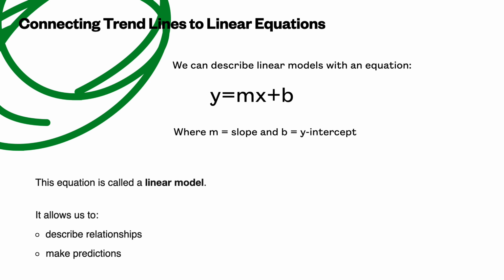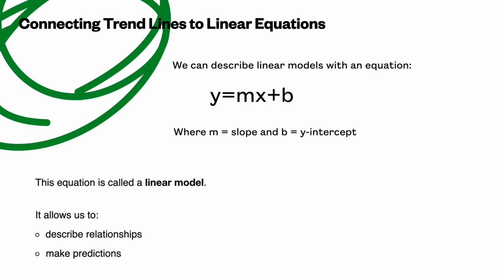And the linear model allows us to do a couple of things. One of the things that we can do is describe relationships between our two variables. And the other thing that we can do is make predictions. So a trend line represents the general pattern of the data, but because that line is linear, we can describe it using an equation. And that's what we're going to learn how to do here: write an equation to describe the trend line.